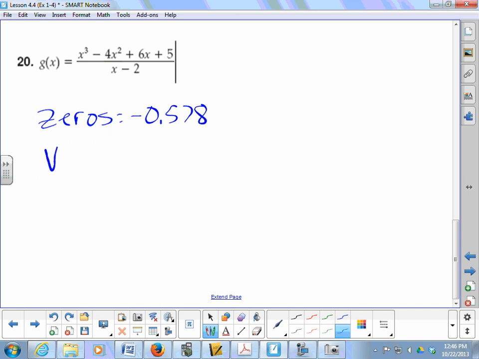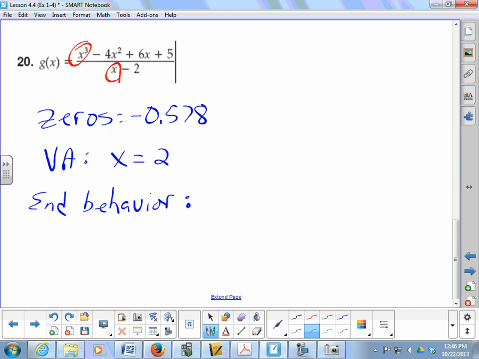Okay, so we have a vertical asymptote at x equals 2, and then our end behavior is going to be, what happens as x gets really, really big? For the end behavior, I'm going to take these two terms, and when I do x cubed over x, what do I get? You get x squared. So in this situation, it's going to be a parabolic asymptote. The asymptote is going to behave like a quadratic. So we need to find out what it is, so we need to divide again.